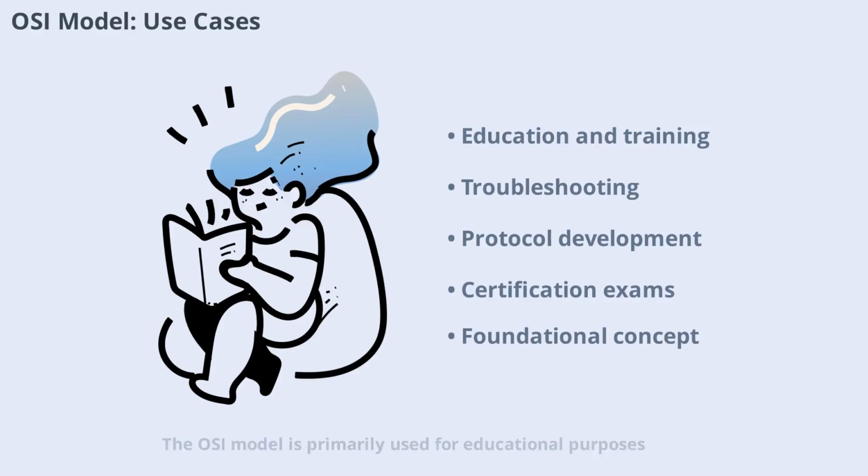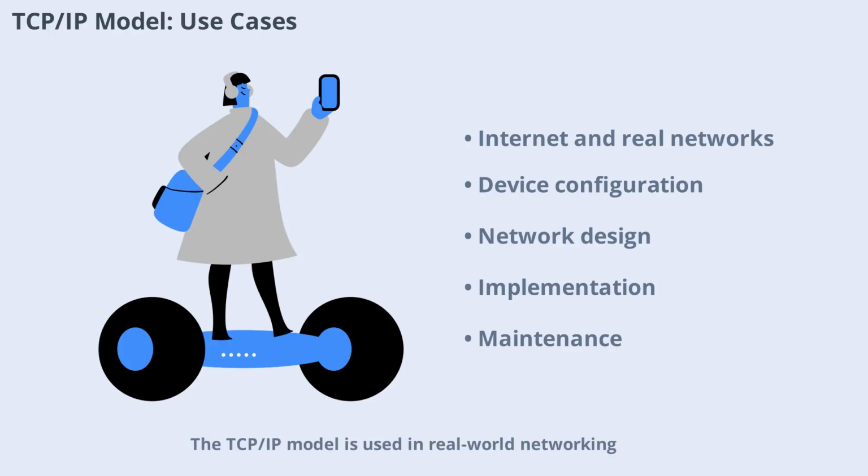The OSI model is primarily used for educational purposes, network troubleshooting, and as a reference for protocol development. Its detailed structure makes it ideal for diagnosing network issues and understanding where problems occur. Many certification exams and textbooks use the OSI model as a teaching tool, making it a foundational concept for network professionals.